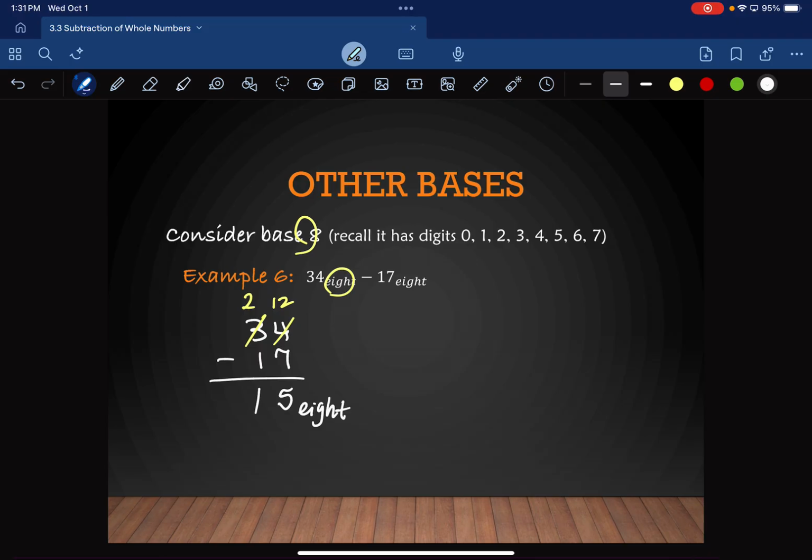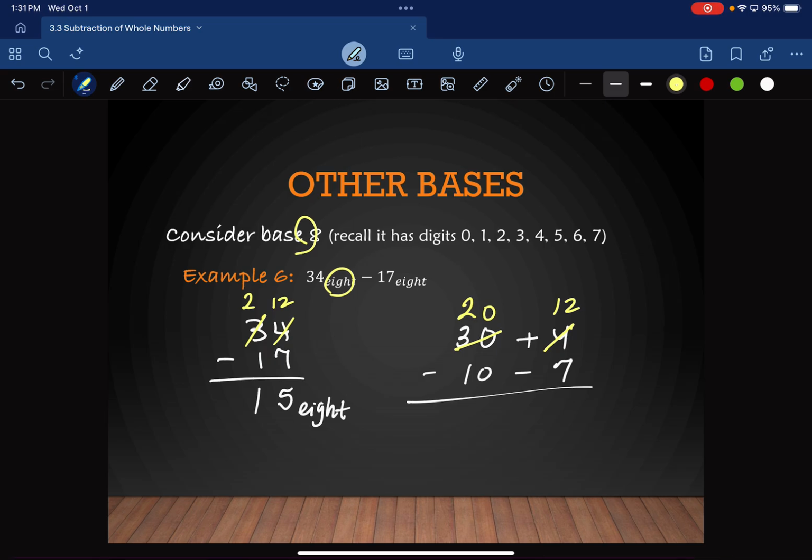Let's see it in the expanded algorithm so that we have another picture. In expanded form, this is 30 plus 4 minus 10 minus 7. I would have no problem doing 30 minus 10, but I still can't do 4 minus 7. So I break this 30 down into 20, because I'm borrowing a whole grouping. But a grouping, the number 10 in this base, is as big as 8. So when I borrow it, it still becomes a 12 here. I'm borrowing 8 in base 8.